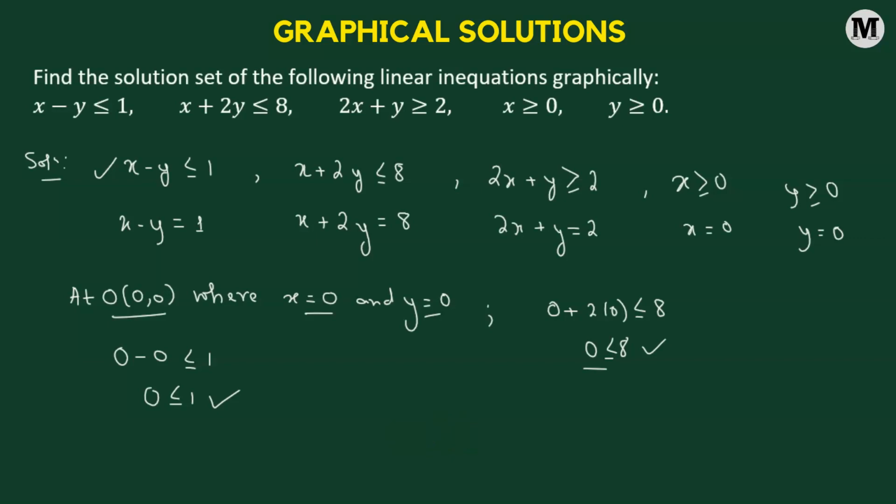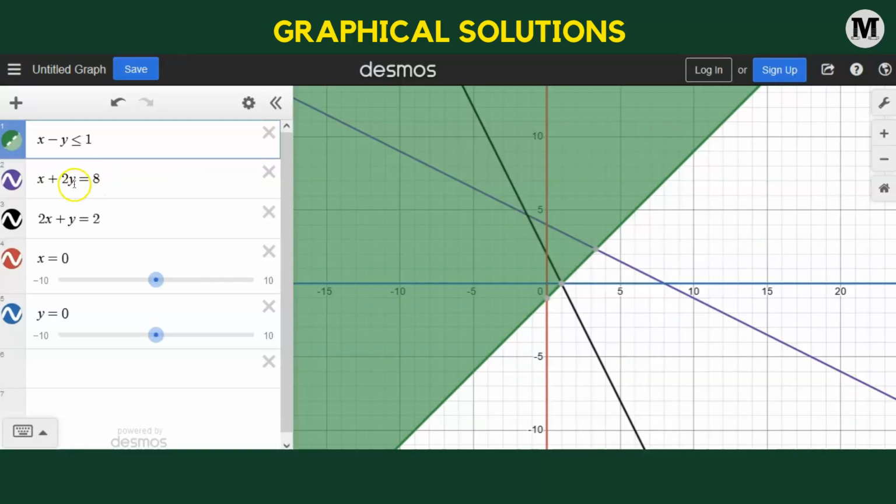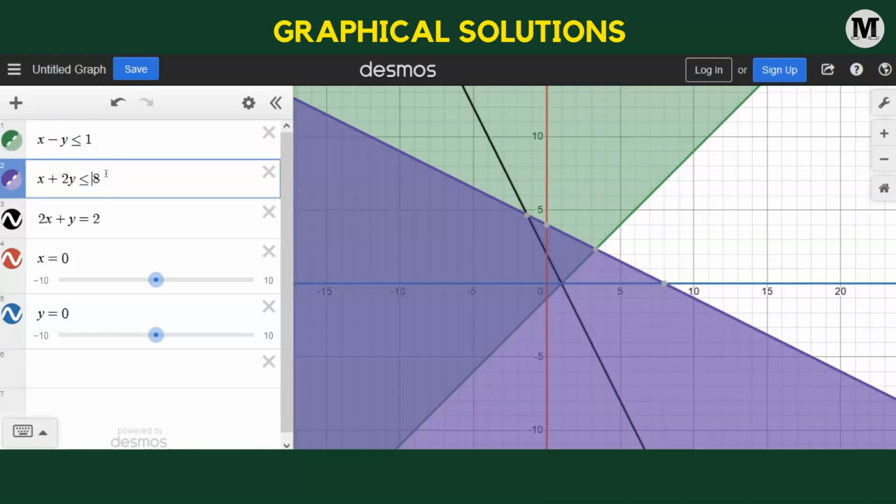Let's go to our graph. Here we have x plus 2y equals 8, denoted by the purple line. The origin point is included in the region below the purple line. Let's check that out. Likewise, we change the equation to an inequality, x plus 2y less than or equal to 8. As we can see, the region which includes the origin is the solution to x plus 2y less than or equal to 8.